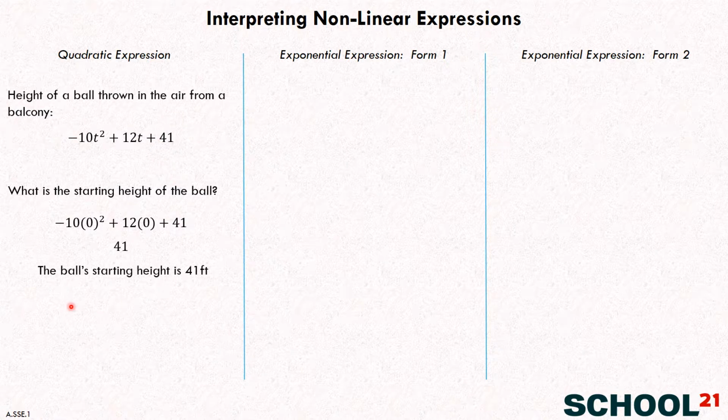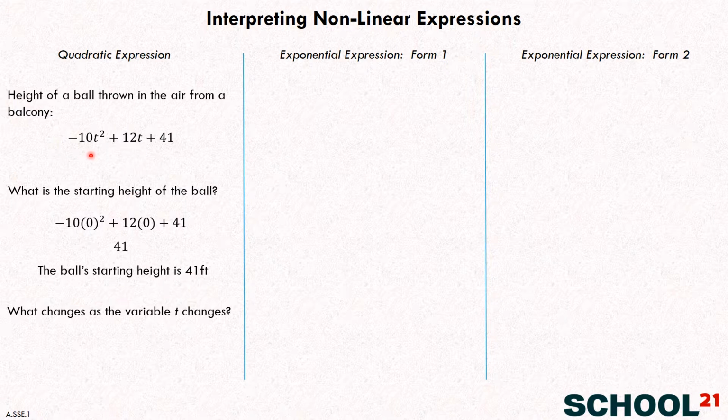So the ball's starting height is 41 feet, which means you're standing on a balcony that's somewhere around 41 feet. You know, the ball itself is at 41 feet. Maybe the balcony's a little lower because you're standing on it. But then we can also ask ourselves an important question that we should ask about any expression, which is what changes when the variable t changes? Okay, so let's look up here.